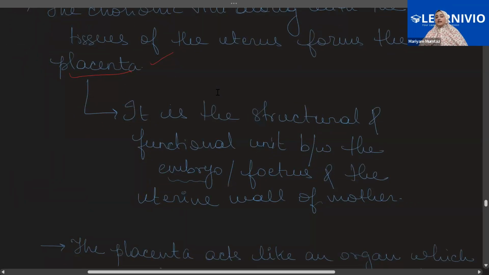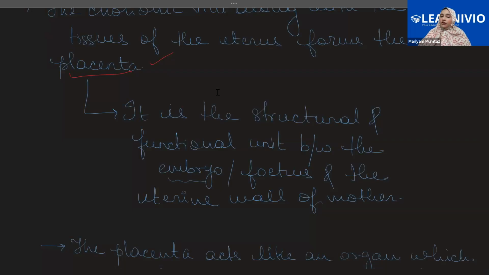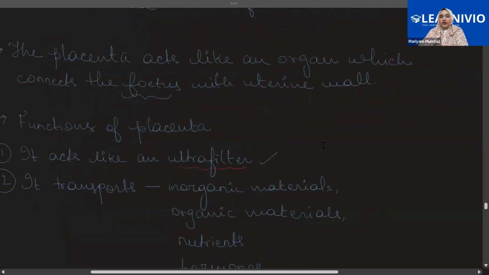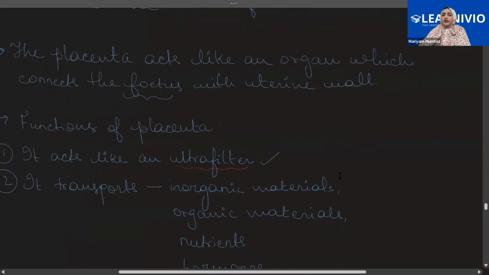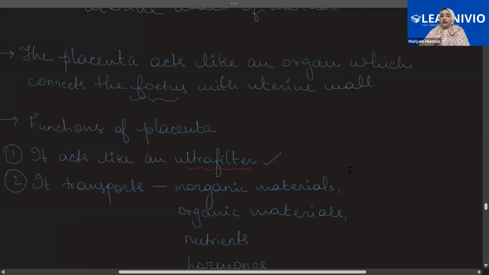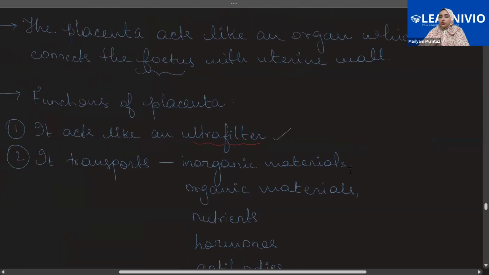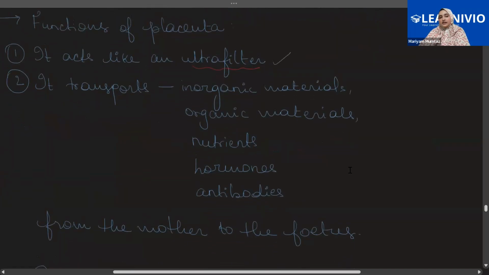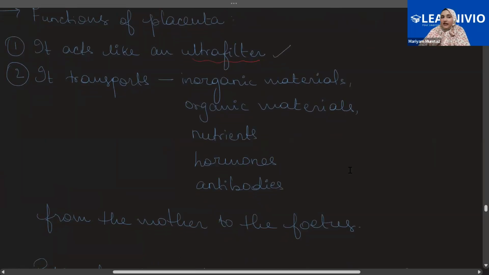Now, what is placenta? It is the unit which is responsible for sending all sorts of nutrients, hormones, and everything from the mother to the fetus or the embryo. Apart from that, placenta acts like an organ which connects the fetus with the uterine wall. Let us see what are the functions that the placenta has to perform.